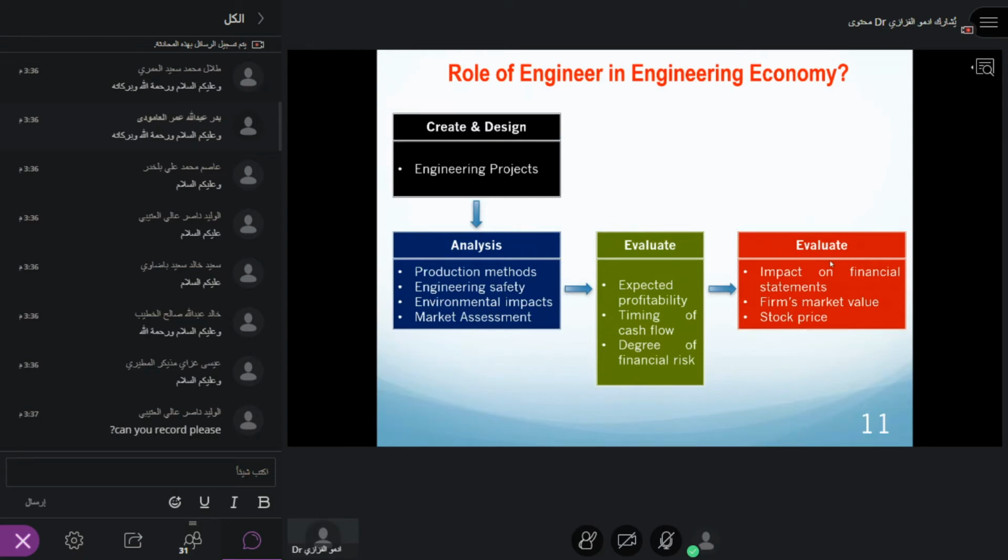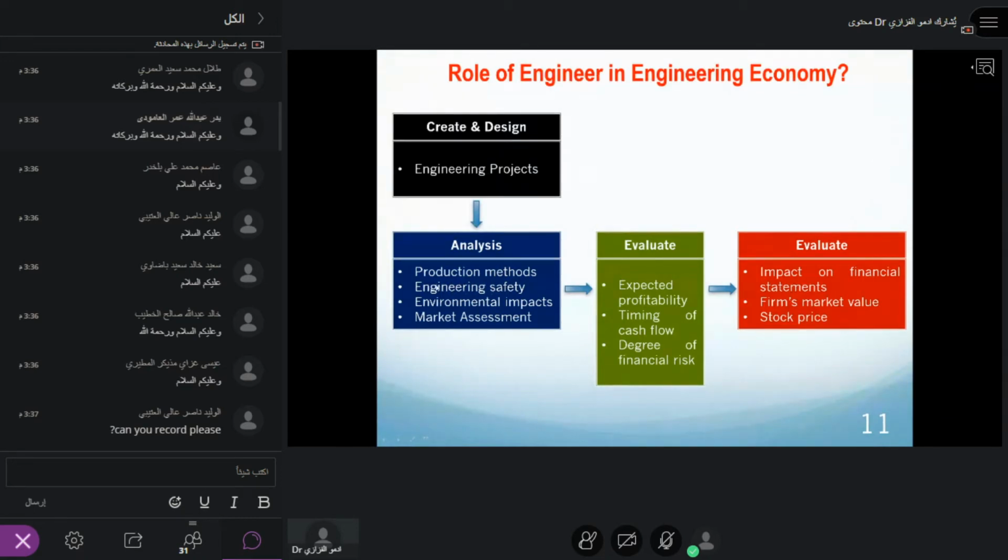Okay, so the role of an engineer in engineering economy is a lot. It starts from creating the project, designing the project, okay, down to evaluating the financial impacts, or maybe evaluating the profit, if you want to call it profit. So the role of an engineer in an industry is big. You are the one who designs the industry itself, or you design what kind of products you'll be manufacturing in the industry. Okay, you start from making your technical drawing. I don't know what you call it in Saudi, maybe technical drawing or engineering drawing. You create and design this kind of projects, that is engineering projects. Then analysis. What kind of methods you will be using in the industry to produce your materials or your products.